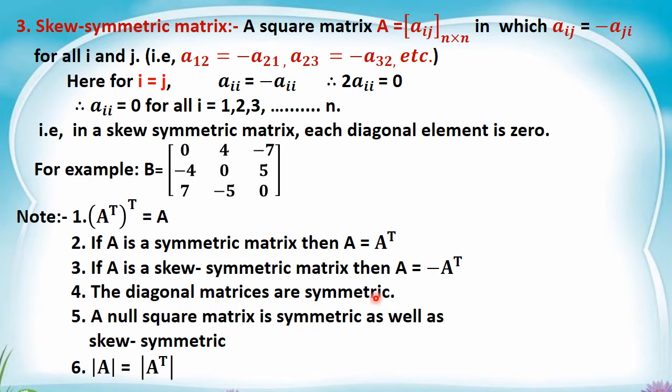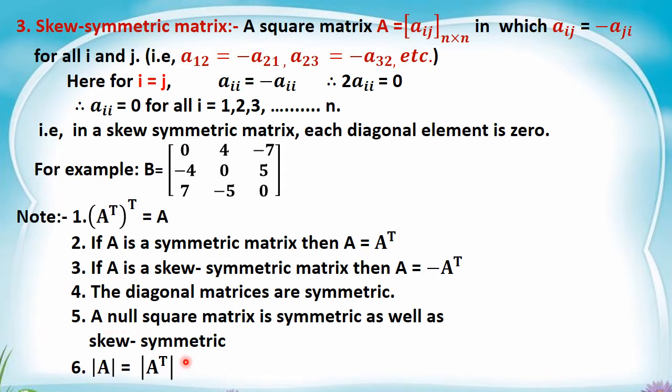And the remaining elements are all 0. So, if you interchange the rows and columns, you still get the same matrix. A null square matrix is symmetric. Null matrix means all the elements are 0. So, it is symmetric as well as skew symmetric.